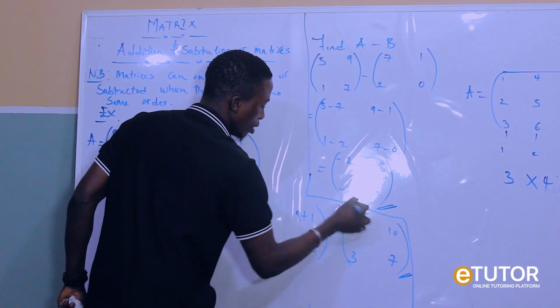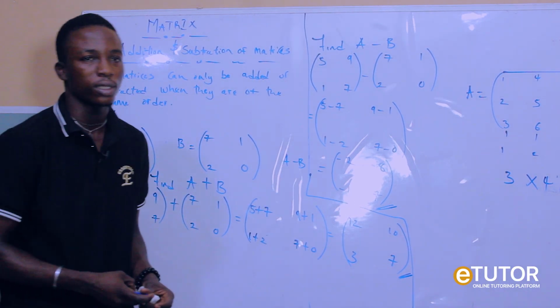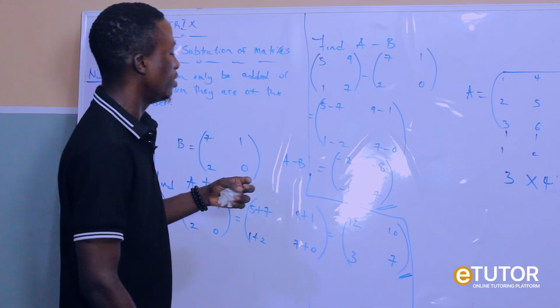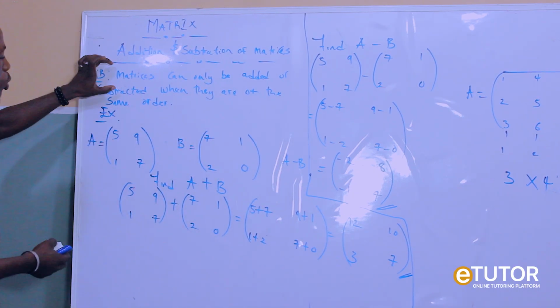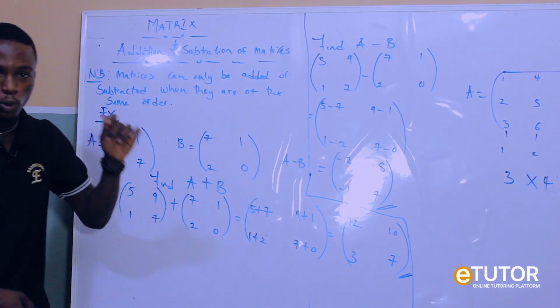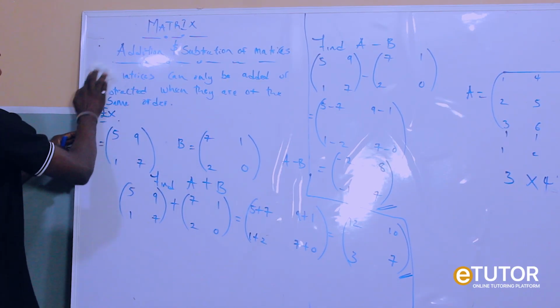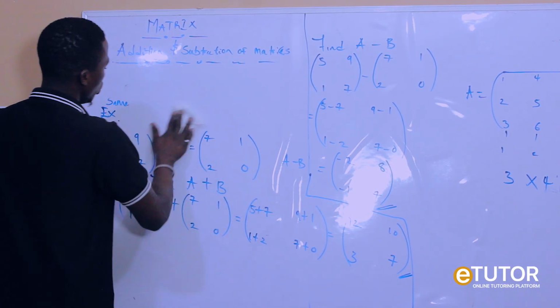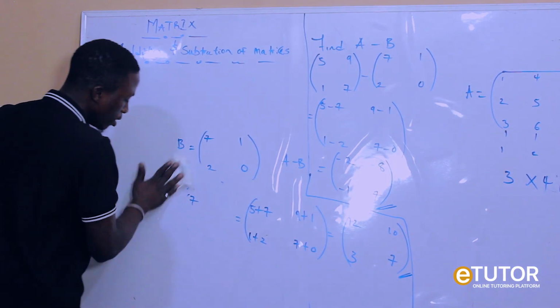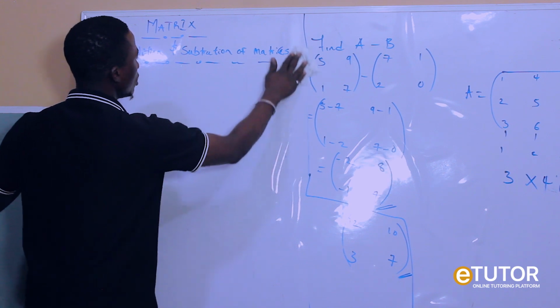So this is A minus B. Working with addition and subtraction of matrices is actually very, very easy. Once you know this rule, that you can only add or subtract them when they are the same order, you are good to go. So let us go to another subtopic.